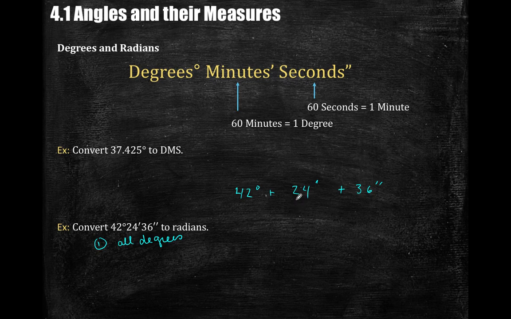So go backwards, right? This 42 is already in degrees, but this is in minutes and I want to go to degrees. So to go to degrees, I'm going to multiply this by something over minutes, right? 1 degree is 60 minutes. And if you do that multiplication, I get 0.4 degrees. And I already have 42 degrees.